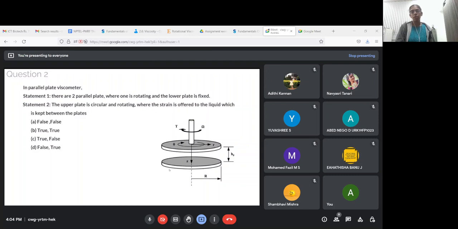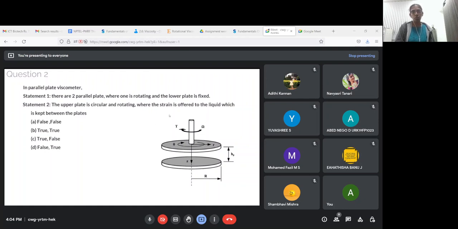Apart from the coaxial cylinders and the cone plate, the parallel plate viscometer is also a rotational viscometer where the bottom plate is stationary, the top plate is rotated, and the distance between these plates is extremely small, somewhere around 1 millimeter. The fluid is filled between these plates, and the top plate is rotated at a certain angular velocity. So as you can see, one plate is rotating and the lower plate is fixed. So statement 1 holds true.